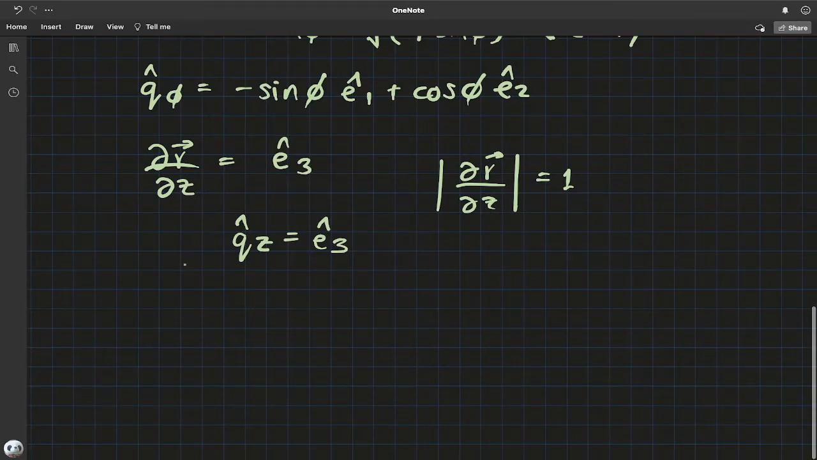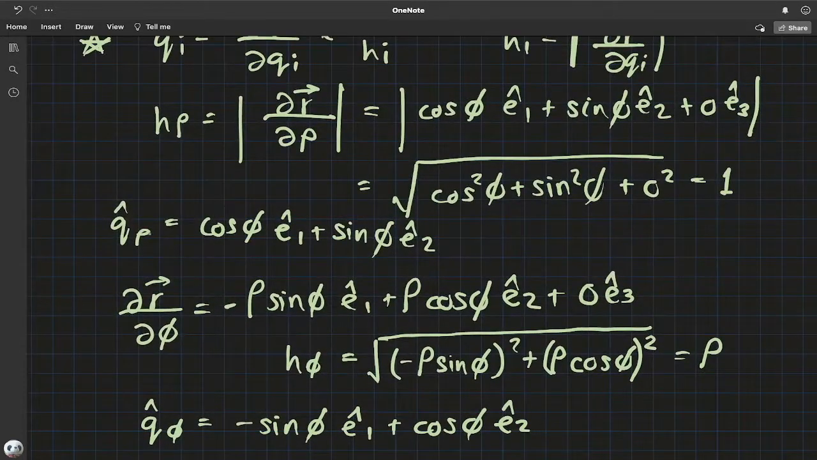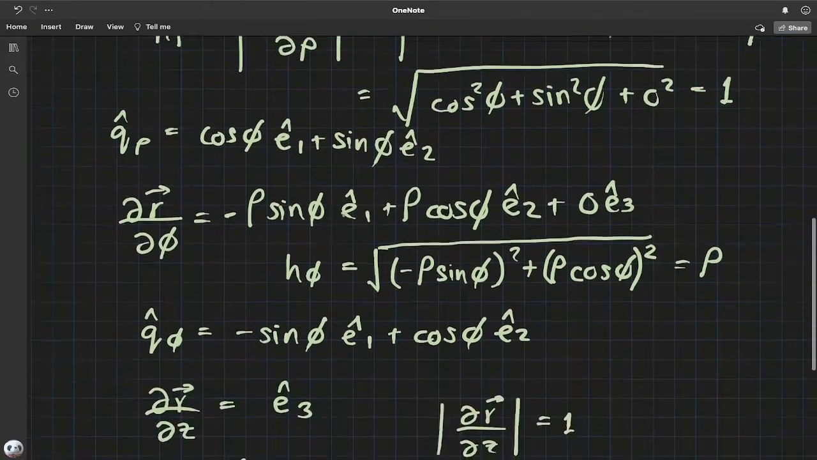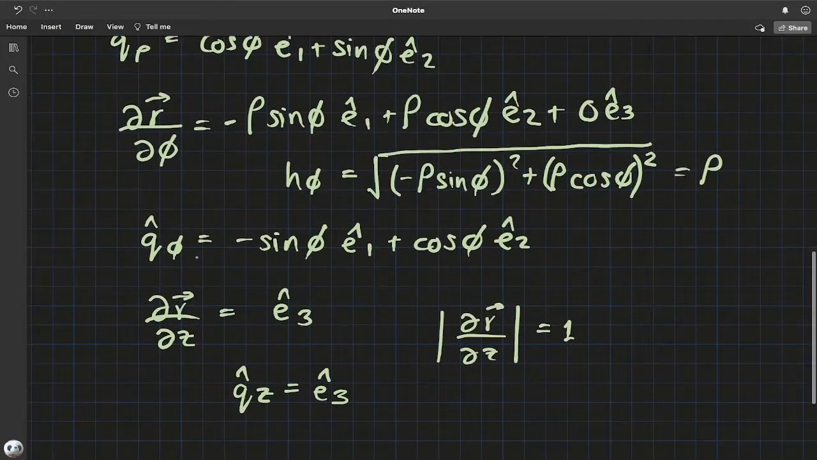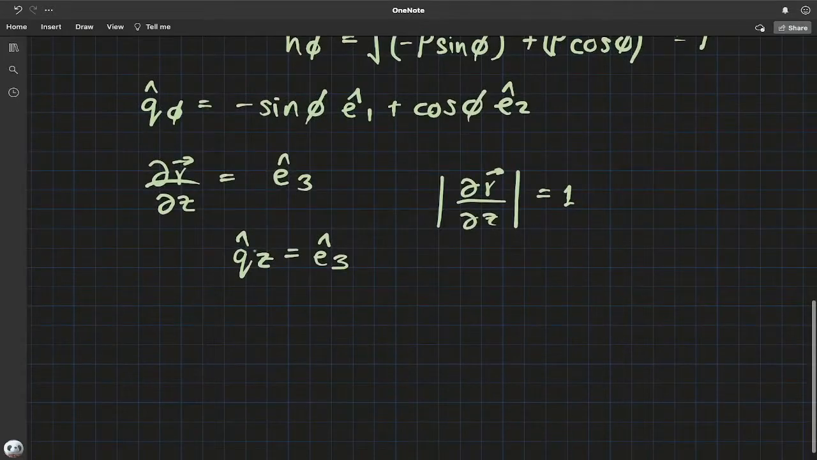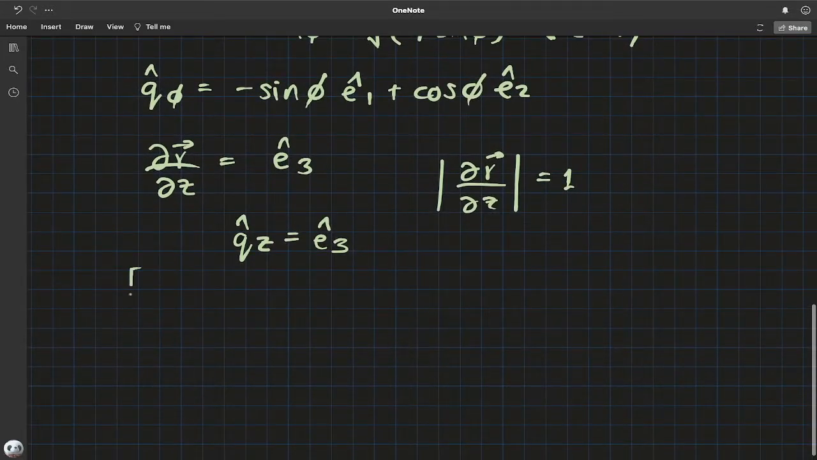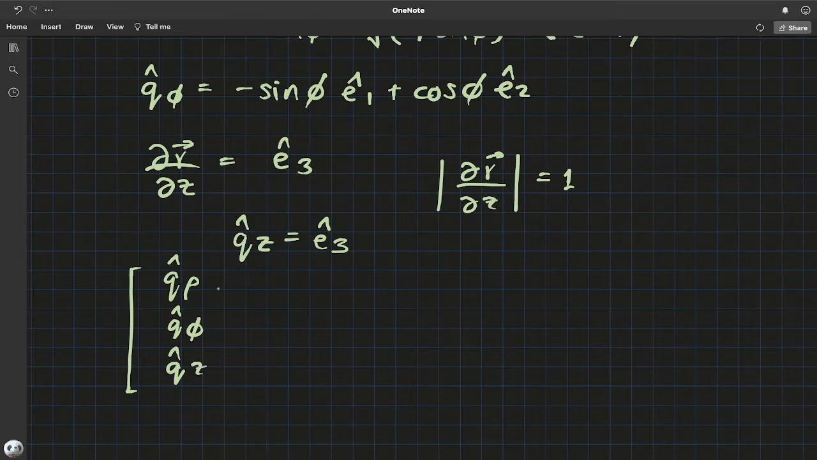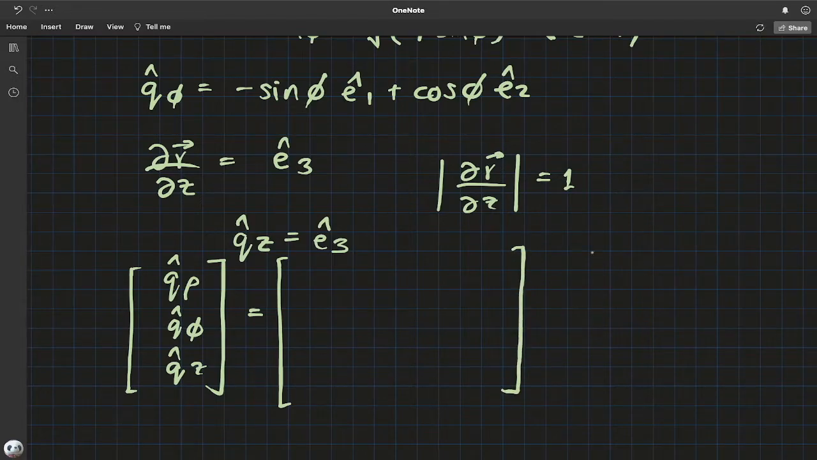Okay, now what do we do? We have a bunch of conversions. We have q sub rho hat expressed as a linear combination of standard basis vectors, and the same thing with q sub phi hat and q sub z hat. What we can do is write this as a column vector. So you get q sub rho hat, q sub phi hat, q sub z hat, and then I can have a matrix here, and then E1 hat, E2 hat, E3 hat.